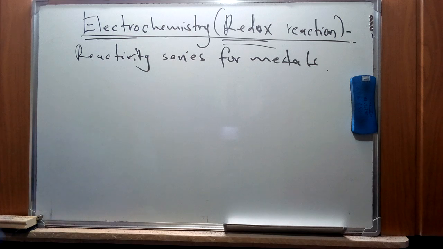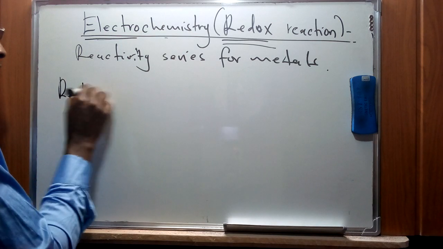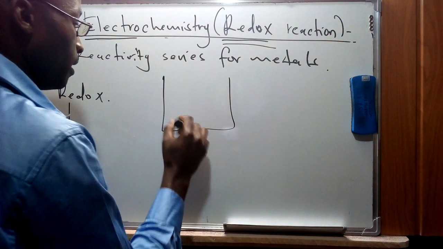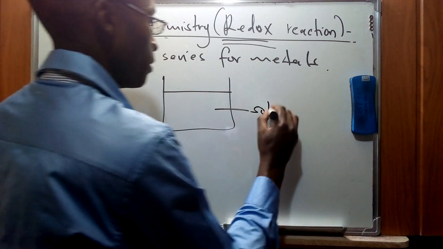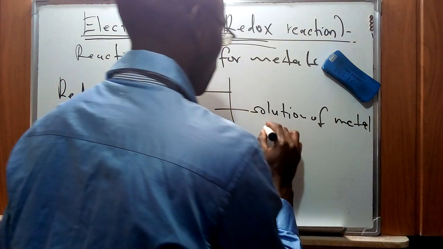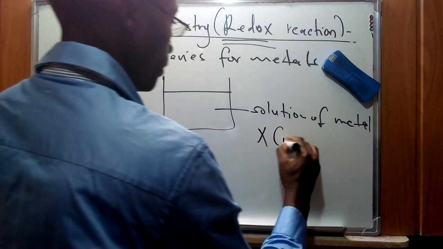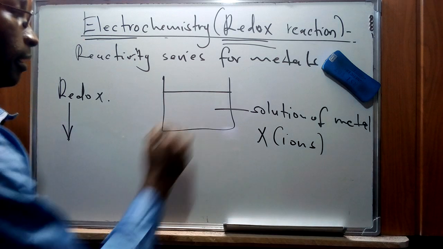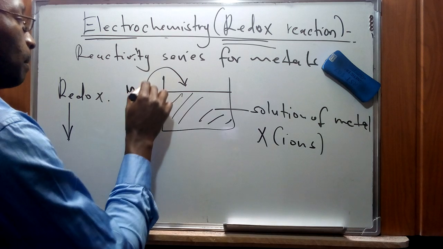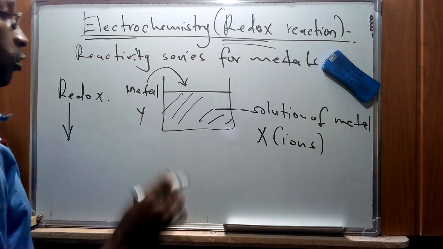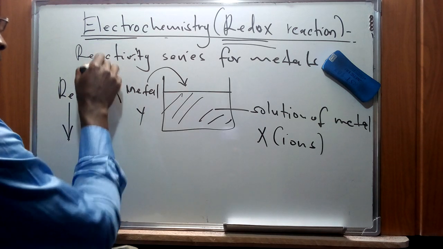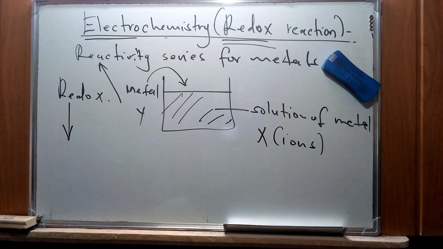So when we're talking about the concept of a redox reaction, it basically means if I put, this is a solution of metal X, which implies these are ions of that particular solution X, and then I put this metal Y, there's going to be a reaction in a way that these two different metals are going to be illustrated using the reactivity series.